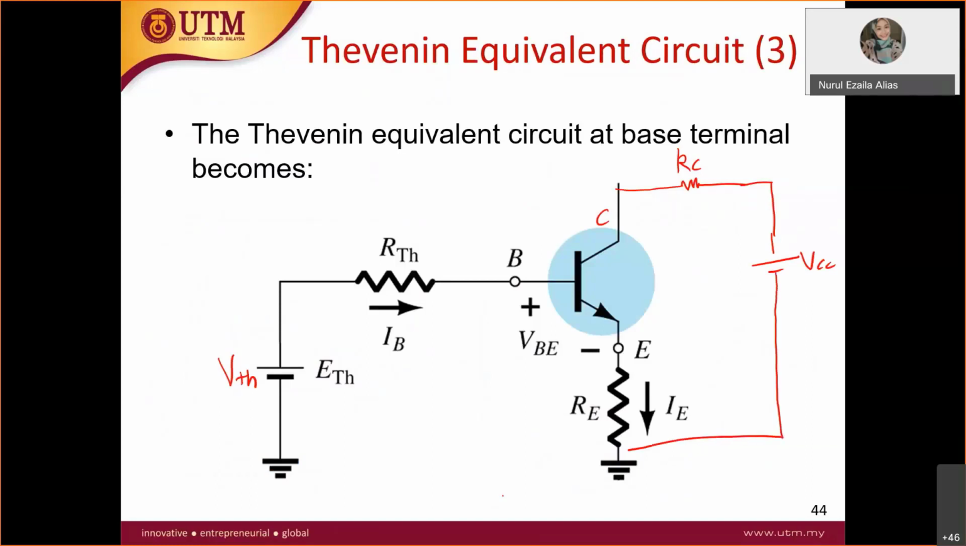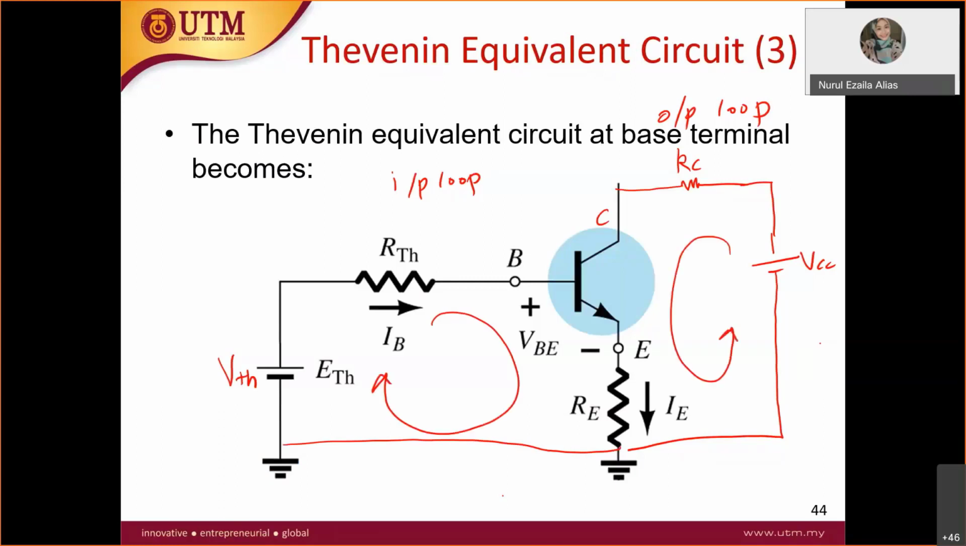So this is your input loop, and this is your output loop. Which means you can solve KVL at the input loop and KVL at the output loop. Do not forget you have VCE here. The current flowing through here is IC, the current at the bottom is IE, and you have IB here. All of you clear on this part before we move to the example?